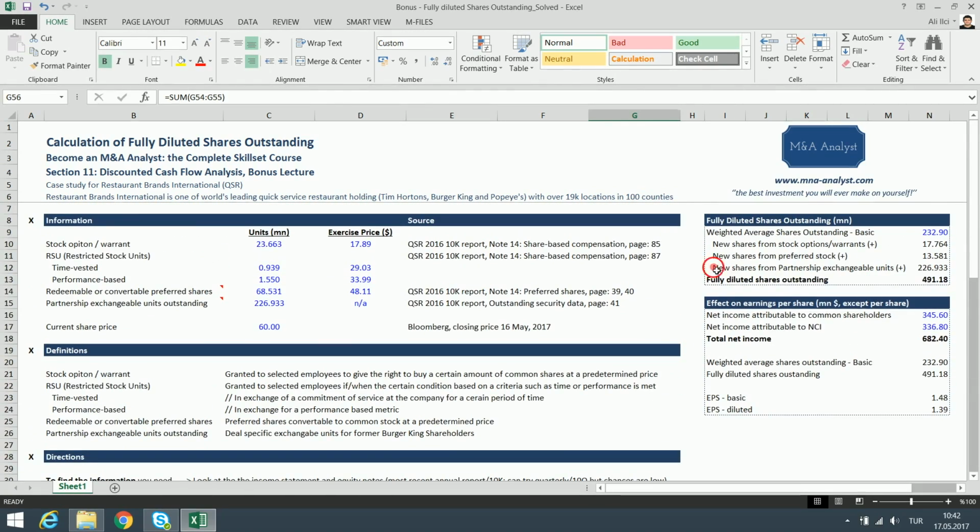As you can see here, notice we also have these items. This is new shares from partnership exchangeable units. They are not subject to any conditions such as an exercise price. So any former Burger King shareholder owner can go and say, hey, I want to convert this to new company stock. So we just got this number from here, and we add all these numbers to each other to find the fully diluted number of shares for Restaurant Brands International, which is 491 million.